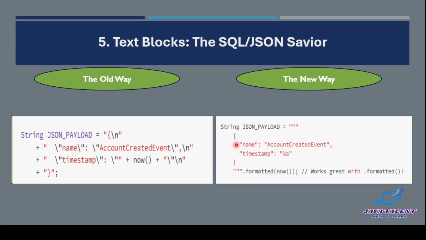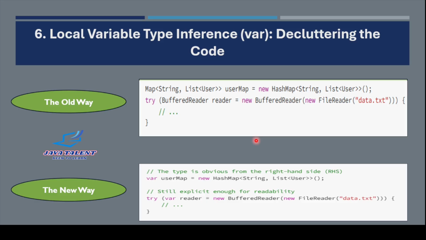And then for example, here you see we have to write it this way, but here you see the same structure, like in the JSON format or whatever, and .formatted now works great with it. So this all works with formatted now. So this is the simpler approach we can use.